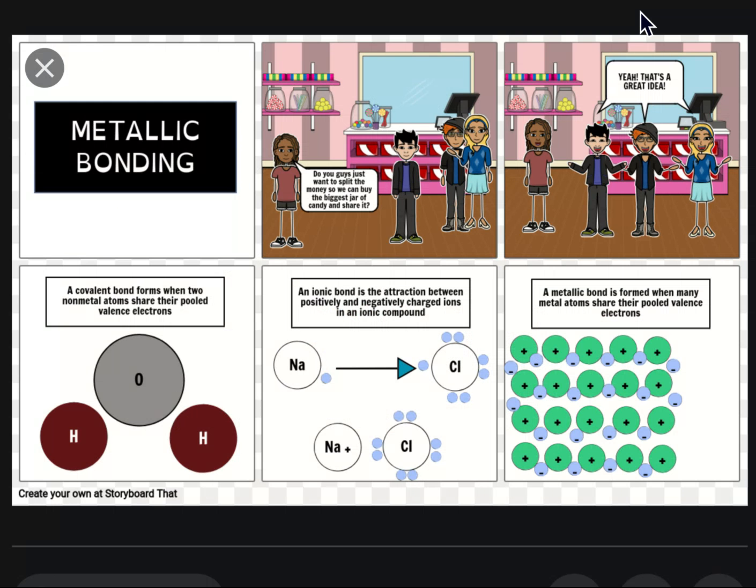For me, I'm kind of a visual person, so I found this comic about metallic bonding, and this girl goes, "Do you want to split the money so we can buy the biggest jar of candy and share it?" And they all go, "Yeah, that's a great idea." Which is basically like a covalent bond forms when two nonmetal atoms share their pooled valence electrons. An ionic bond is the attraction between positively and negatively charged ions in an ionic compound, and a metallic bond is formed when many metal atoms share their pooled valence electrons.